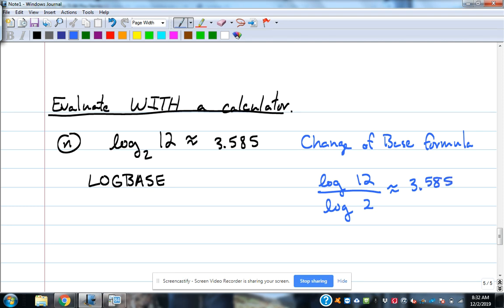And I don't care which way you do it. It doesn't matter. I tend to do change of base just because that's what I've always done. That's the way I learned it. The log base is a great tool, and it's free on the calculator to use.